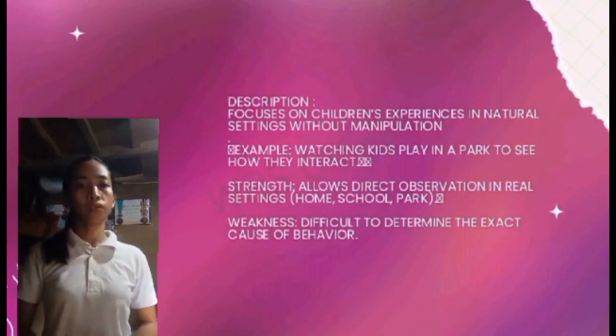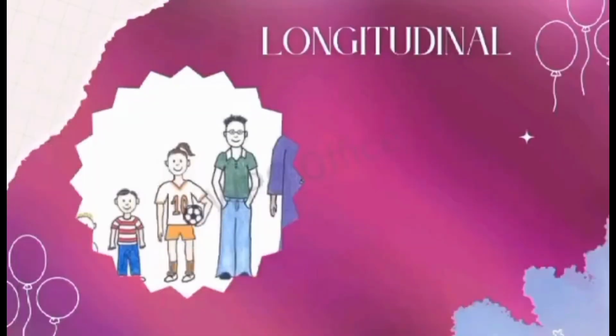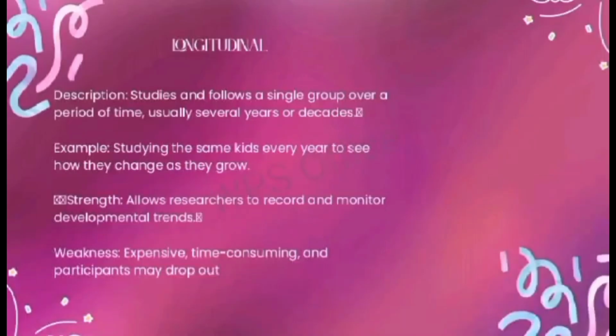So next, the longitudinal. Longitudinal descriptive studies follow a single group over a period of time, usually several years or decades. Example, studying the same kids every year to see how they change as they grow. The strength or advantage is that it allows the researcher to record and monitor developmental trends. The weakness is that it's expensive and time-consuming.